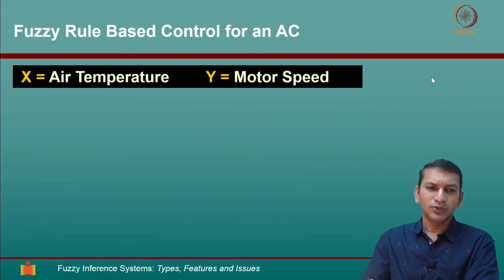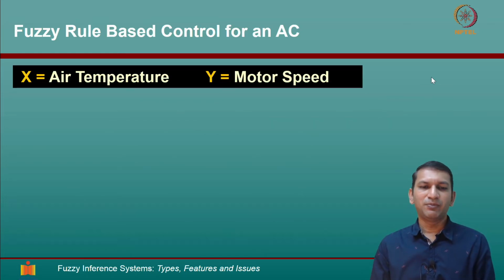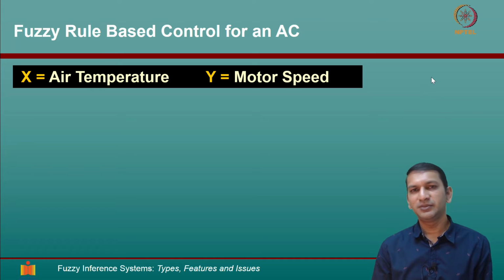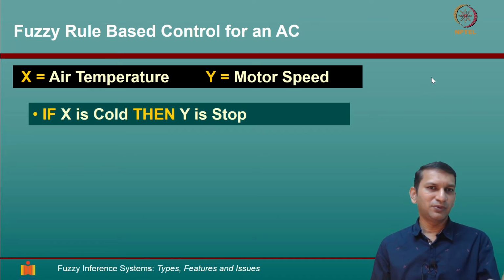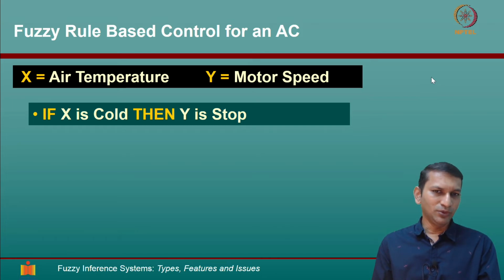Okay. So let's stay with this example of building a fuzzy controller for an air conditioner. So we have identified that input is the air temperature, output is the motor speed, and motor speed is what we want to control. By controlling the motor speed, we want to control the air temperature in the room. So we would come up with some rules. Let's say that these are the rules that we have come up with.